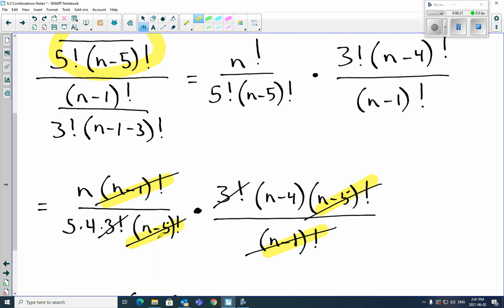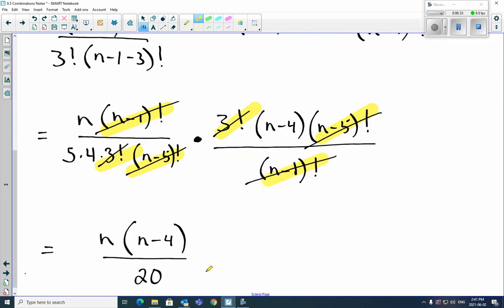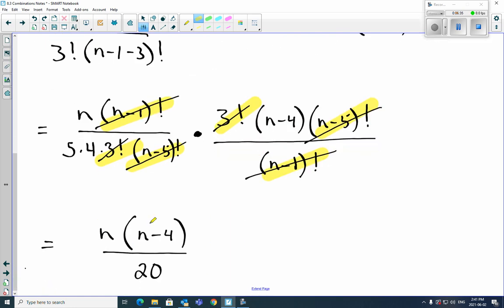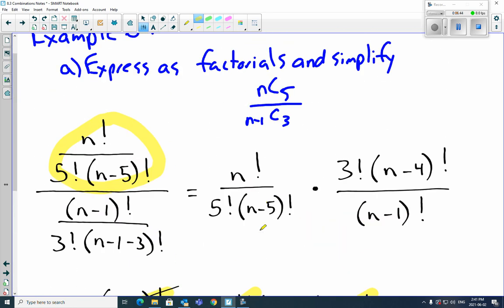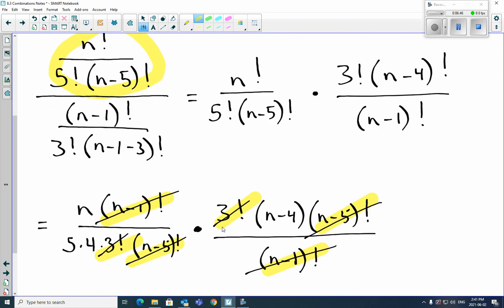Now, you also have 3 factorial. So 5 factorial on the bottom here is 5 times 4 times 3 factorial. Bang, you can knock those off too. So you can eliminate a ton of stuff just by doing the factorials. So then what are we left with on the top? n times n minus 4, and we're left with 5 times 4, which is 20 on the bottom. Perfect. You don't have to go any further. You can leave it as that. So we expressed this initial one as factorials, and then we simplified it down into this last piece.